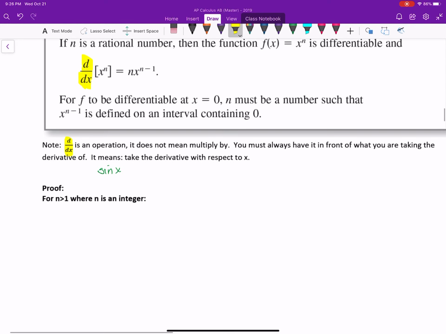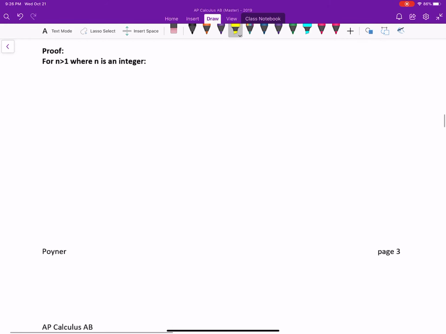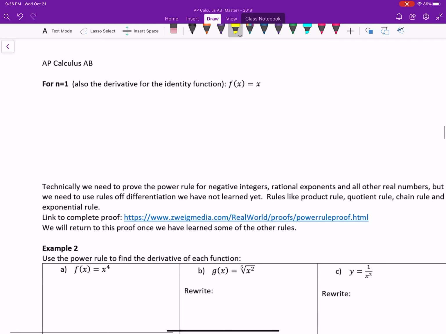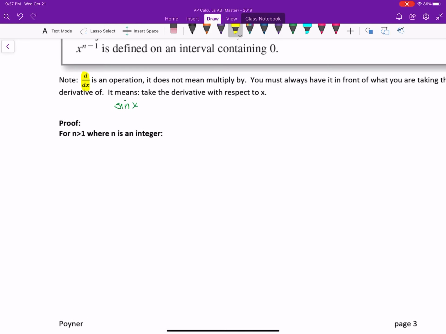We're going to do the proof. Now, technically this rule applies to many different powers, rationals, negatives, things like that. So we have to technically prove it for all of them. For right now, we're going to just prove it for the integer. I did put down here a link. As our skill level increases, we are going to prove the other parts of this as well. But if you're curious, they are here for rational exponents, and negative integers are here as well. But for now, we're going to start with n is an integer.